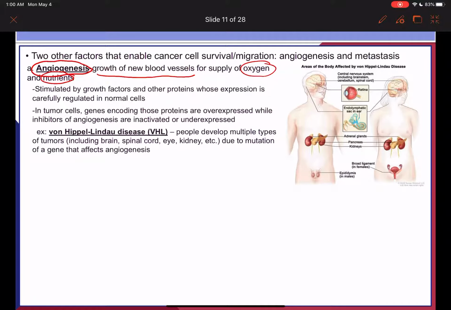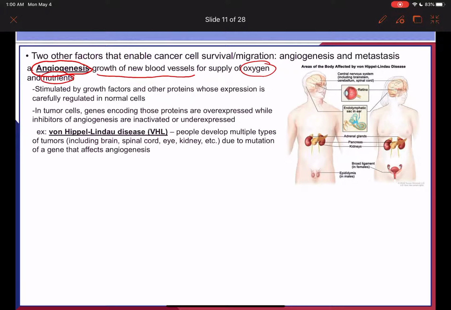In normal cells, this process is carefully regulated by growth factors normally, okay? And other proteins are also regulating this process, so we don't just end up growing new blood vessels out of nowhere all of a sudden, especially if we are already a grown adult, okay? We won't just all of a sudden start branching off into more capillaries and arteries and all that stuff, okay? Because we're supposed to have enough already.